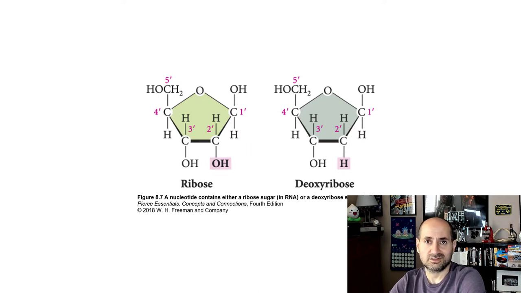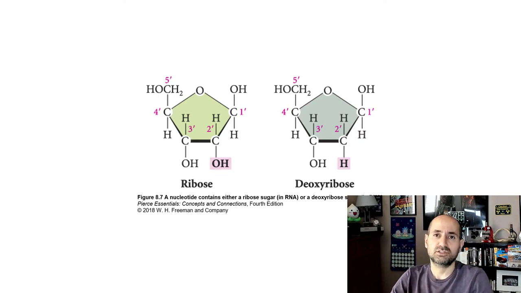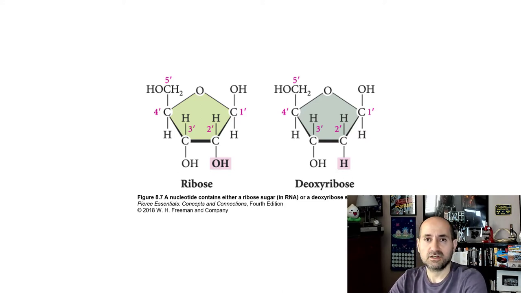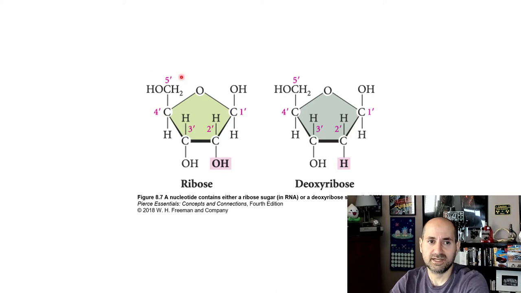Have you ever heard the expression the 5 prime end of the DNA, or the 3 prime end of the DNA? This is what they're talking about. When they're talking about the 5 prime end of DNA or RNA, they're talking about what's attached to this carbon. If they're talking about the 3 prime end of the DNA, they're talking about this end here, this hydroxyl group. 3 prime end, 5 prime end.